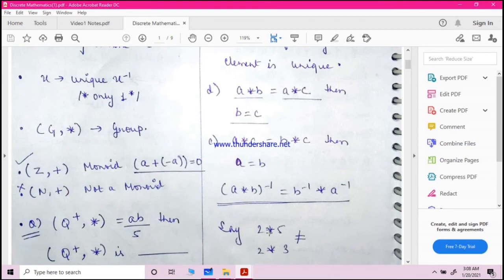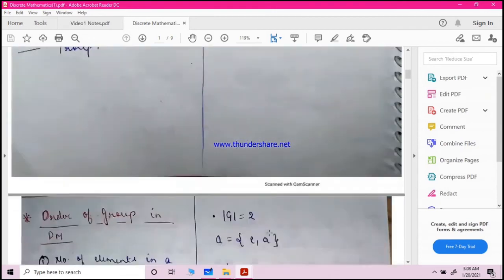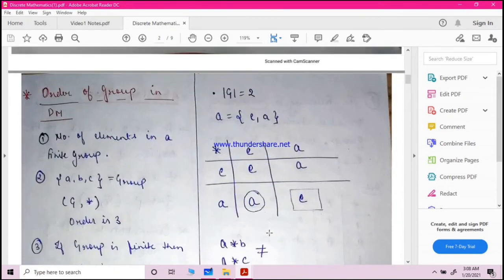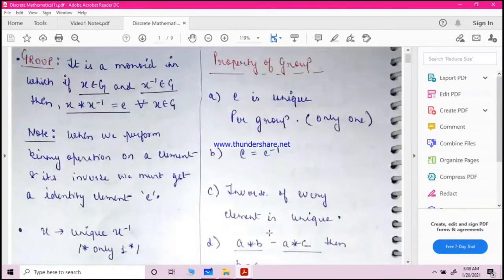What are the properties of a group? What are the various properties that a group has? Like, the identity element is unique per group, meaning only one identity element is there. If there is E, there is E inverse also. The inverse of every element is unique, meaning obviously the inverse of every element will be unique only.